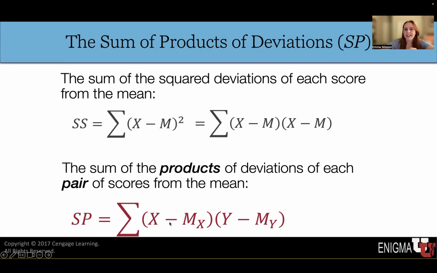So we're going to take the deviation of each pair of scores from the mean of its own variable, and then we're going to multiply them together. And I'll show you what that looks like in a second. But this is just to remind you that the sum of the products of deviations is different than the sum of the squared deviations that we've been using in the past.